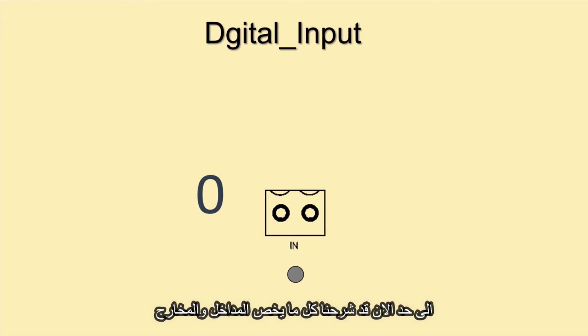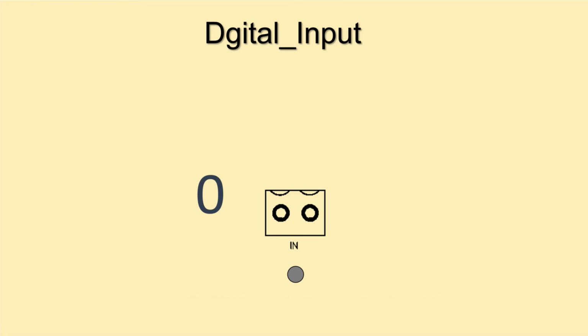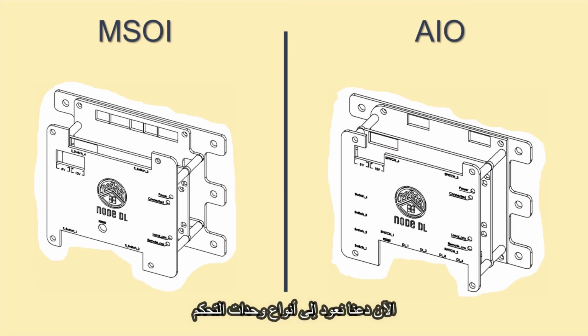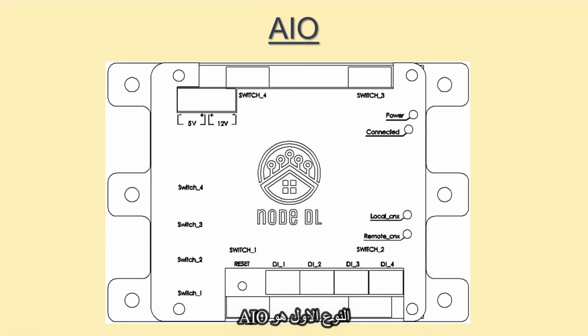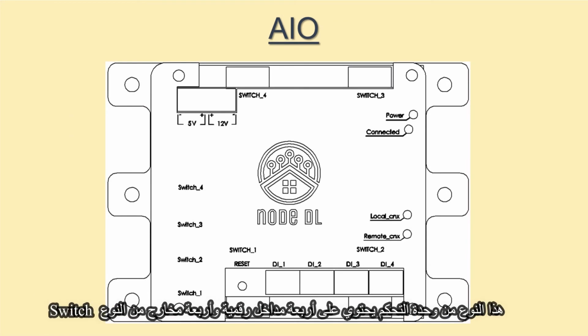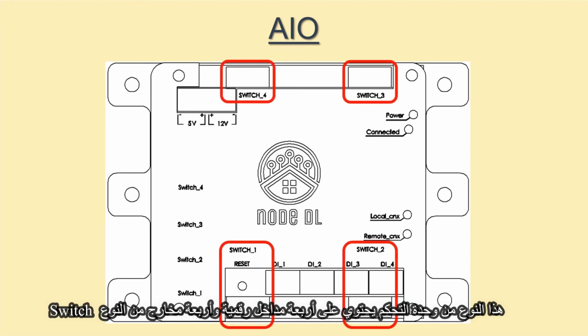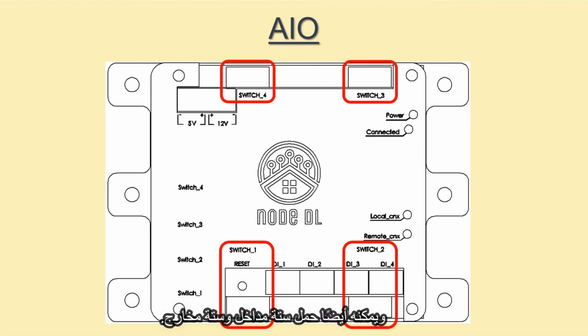That's all for now about the types of inputs and outputs. Now let's go back to the types of controllers. The first type is AIO modules, or all-in-one. This type of controller contains 4 digital inputs and 4 outputs of type switch. It can also carry 6 inputs and 6 outputs, depending on the need.